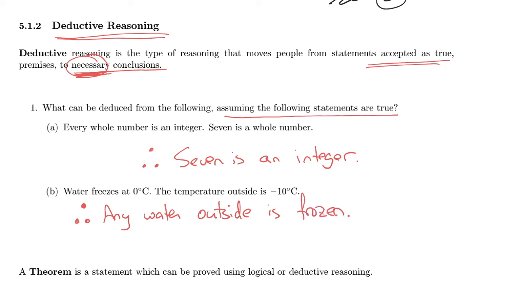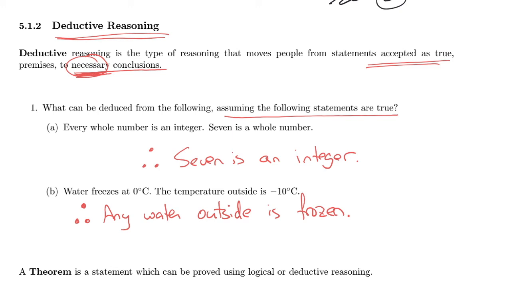Now, is that 100% true? Is it possible that there could be a scenario where there's water outside that isn't frozen? Yes, it could be. For example, at negative 10 degrees, there could be salt in the water that's keeping it from freezing. There could be antifreeze. There could be other situations there. But just those two statements taken as they are, that's kind of what we want you to conclude here.